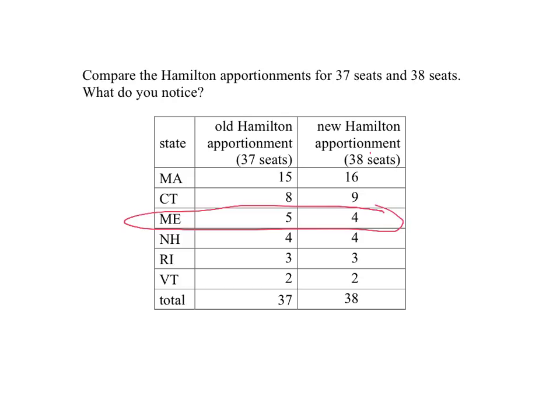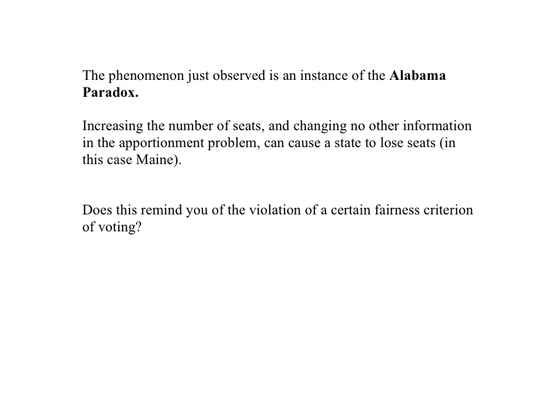Because you had your apportionment, all you did was add one seat, and you would have thought that one state would get the extra seat, and all the rest would stay the same. That would have made sense. What you have just witnessed is the Alabama paradox. Increasing the number of seats and changing nothing else about the apportionment problem, just adding a seat, can cause a state to lose seats. In this case, it was Maine that lost out.